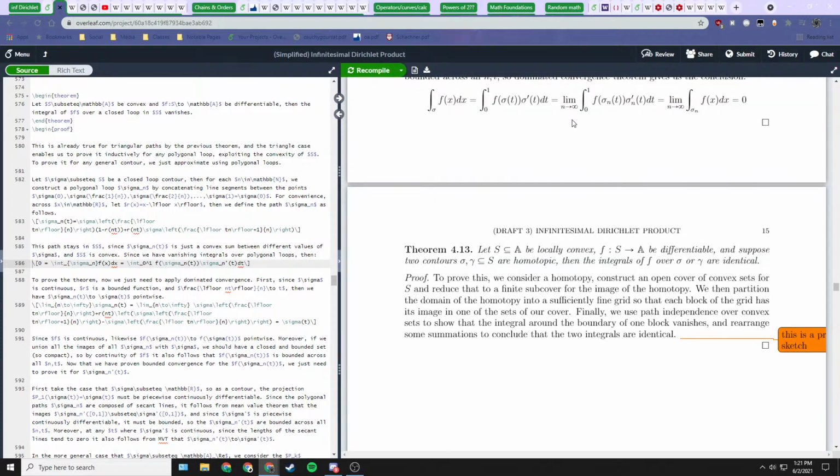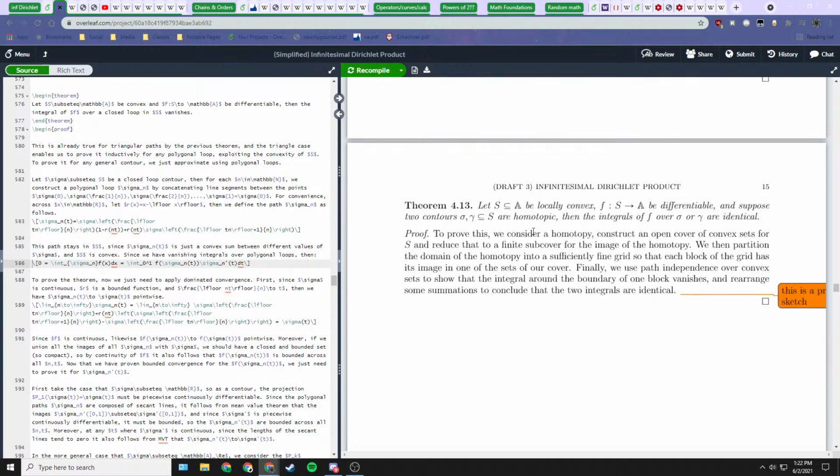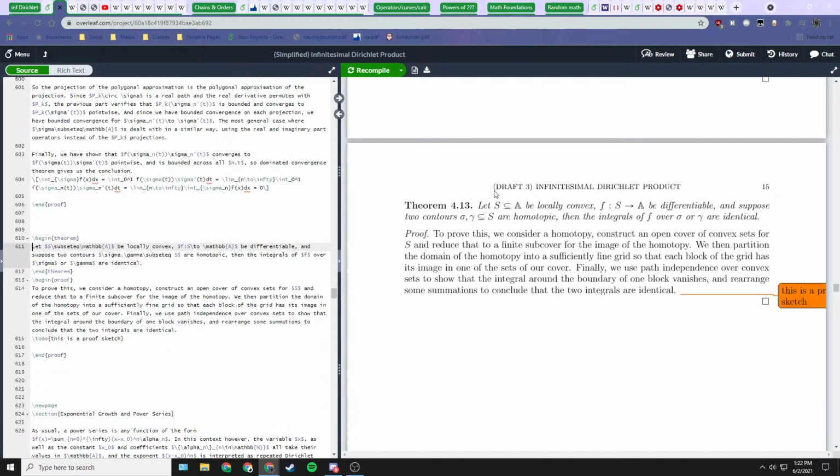The next proof that we want to do is right here. I edited the wording of how we're going to prove this. Originally it was: if it's simply connected, and we have a differentiable function, then it vanishes on closed loops. But the proof is actually a little more general than that. So our theorem statement is: let S, the domain, be locally convex, as always, and let f be a function on S which is differentiable. Suppose we have two contours, sigma and gamma, which are homotopic.